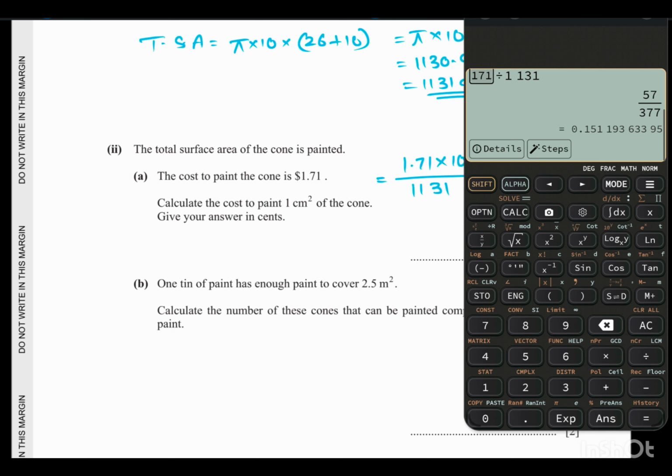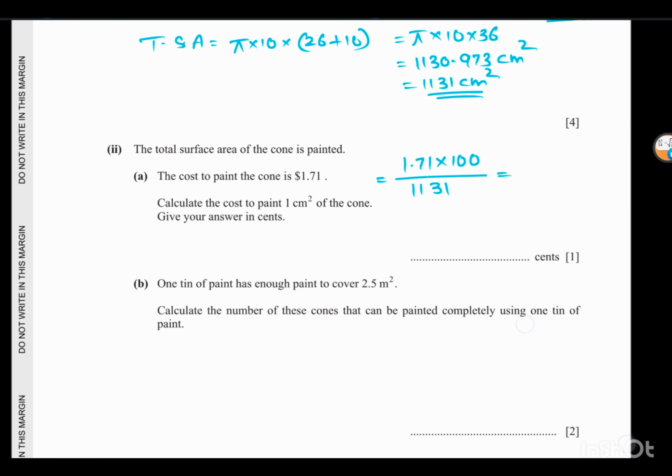So 0.151 will be the cost per centimeter square. Yeah, 0.15 cents. 0.15 cents is the cost for 1 centimeter square paint.